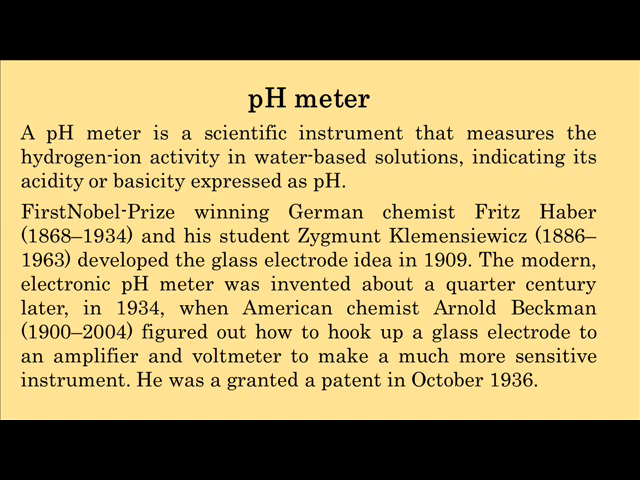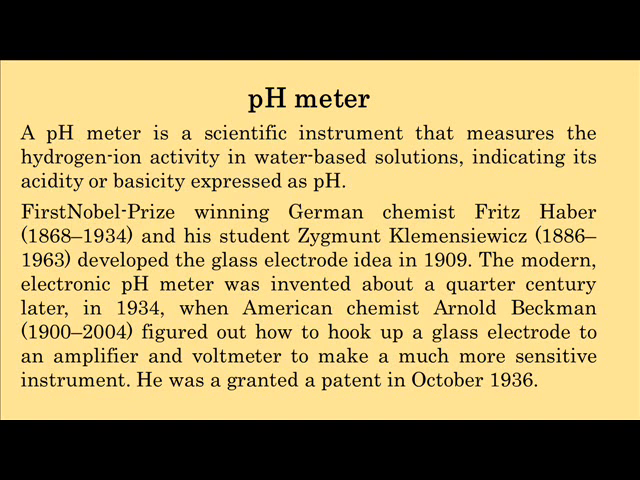A pH meter is a scientific instrument that measures the hydrogen ion activity in water-based solutions, indicating its acidity or basicity expressed as pH. Its working principle is somewhat similar to a voltmeter. The pH meter was first invented by Nobel Prize-winning German chemist Fritz Haber, 1868 to 1934, and his student Zygmunt Clemensiewicz, 1886 to 1963, who developed the glass electrode idea in 1909.